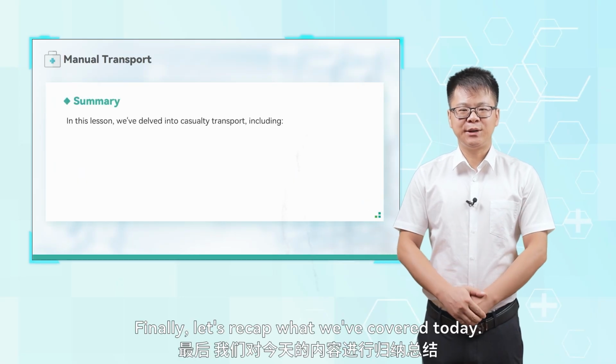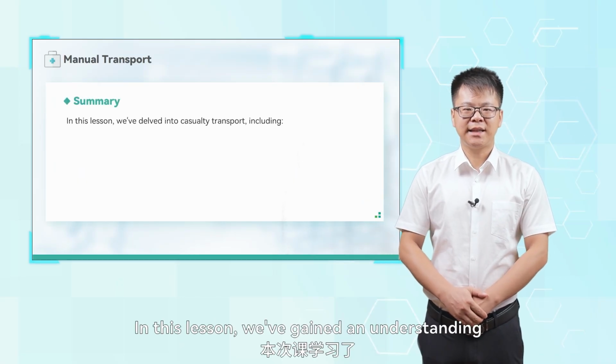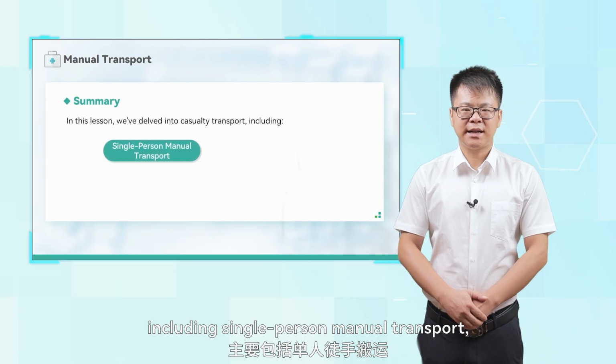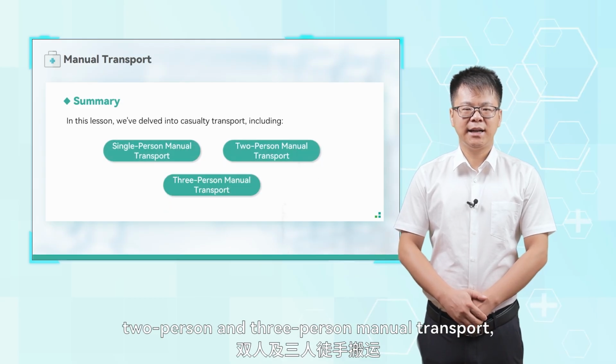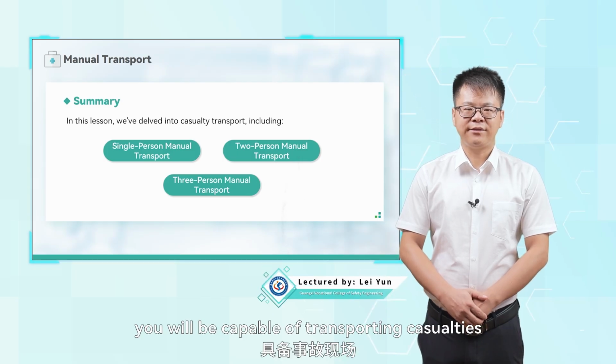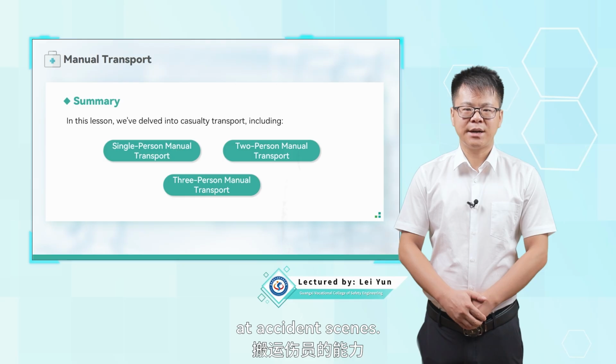Finally, let's recap what we've covered today. In this lesson, we've gained an understanding of casualty transport, including single-person manual transport, two-person and three-person manual transport. By mastering these methods, you will be capable of transporting casualties at accident scenes.